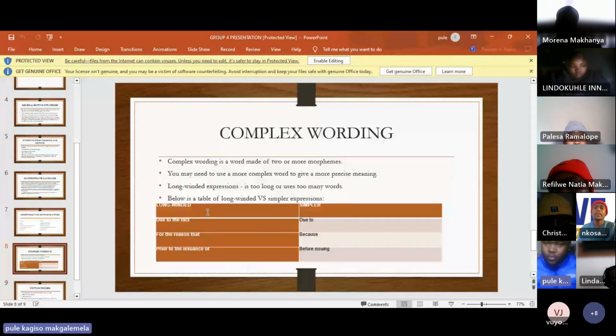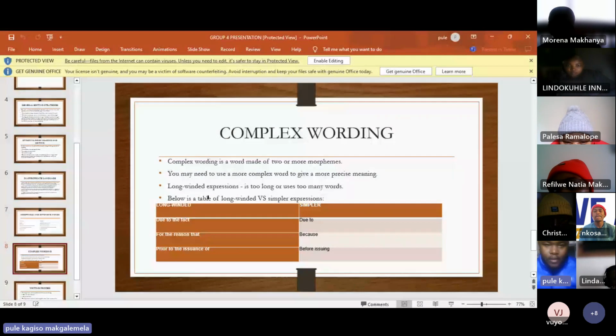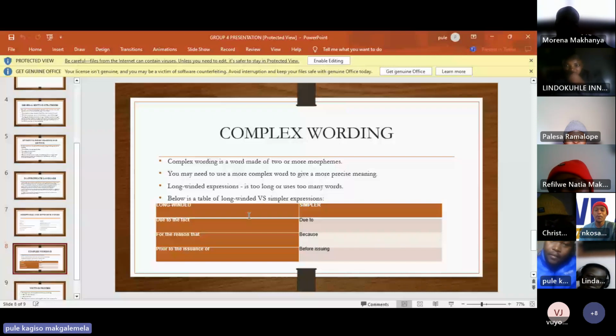So there is complex wording. Complex wording is a word made of two or more morphemes. You may need to use a more complex word to give a more precise meaning. A long-winded expression is one that is too long or uses too many words. Below is a table of long-winded and simpler expressions.